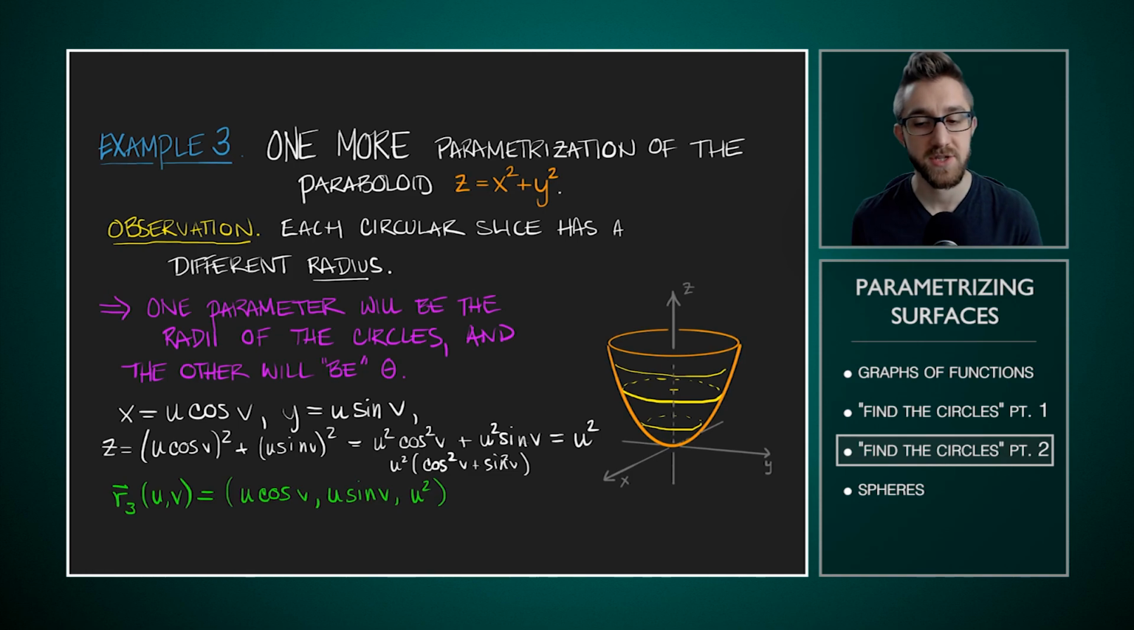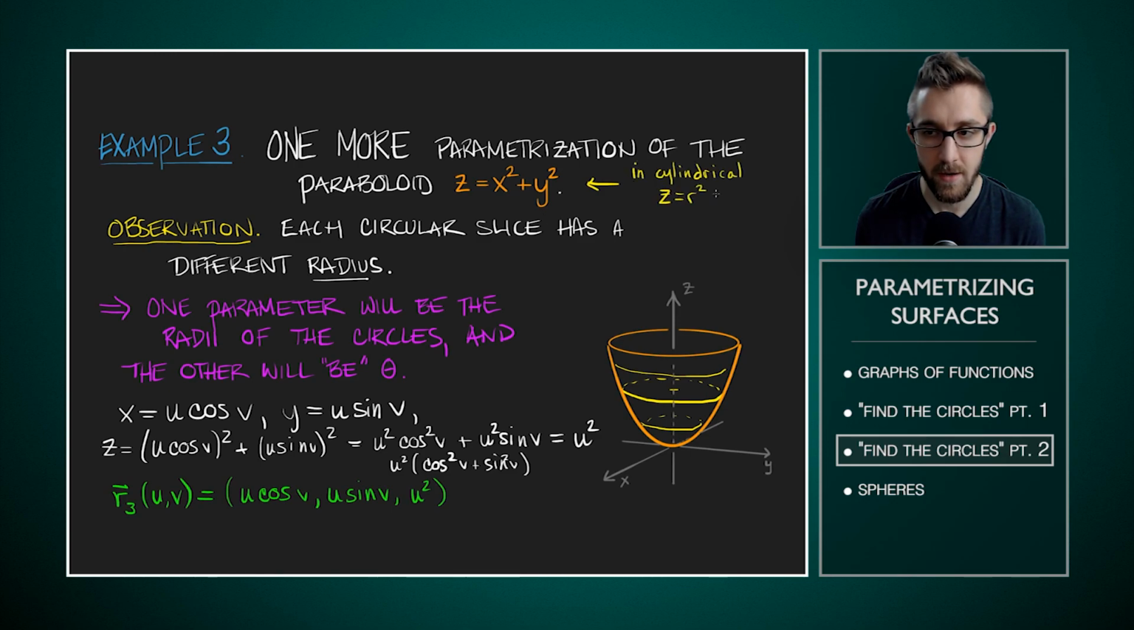And before we go back to GeoGebra to look at how this actually looks, I just want to note that the fact that the z coordinate is just the radius squared is connected to the fact that in cylindrical coordinates, we would express this surface as just z equals r squared. So this parameterization sort of works out because we can let one of our parameters be r and the other one be theta. And then once we've done that, z is determined as just r squared. And so we just get the z coordinate being u squared.